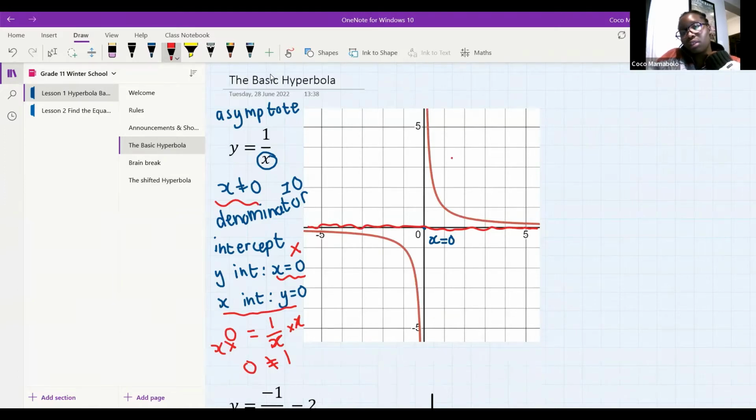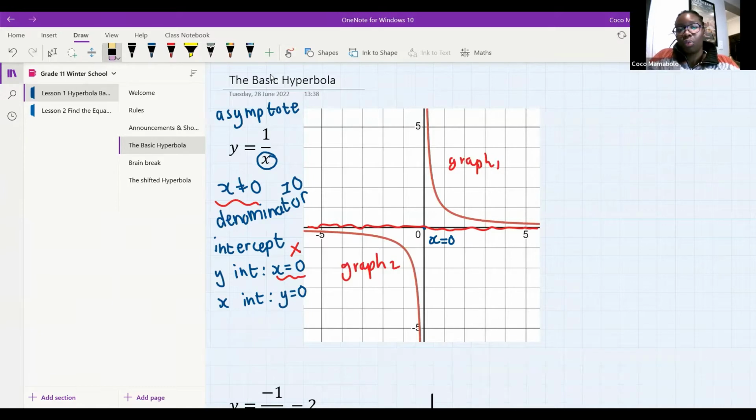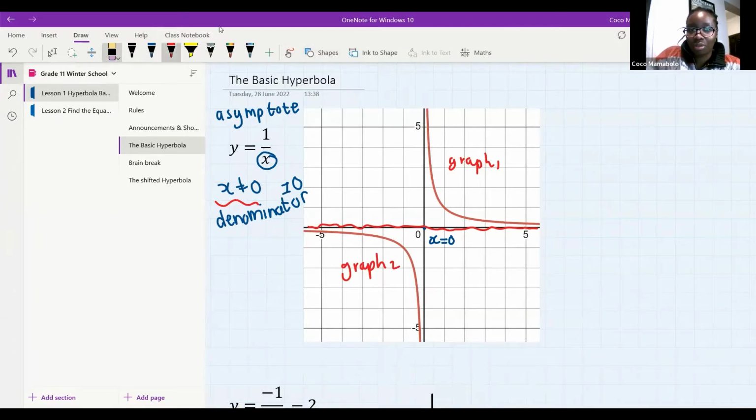We always have graph 1, and it won't really matter which one is graph 1 and graph 2. So we'll always have 2 separate graphs when we're looking at a hyperbola. So we have two asymptotes. Remember when you did parabola with teacher Peter, you had one asymptote after the turning point of the parabola.